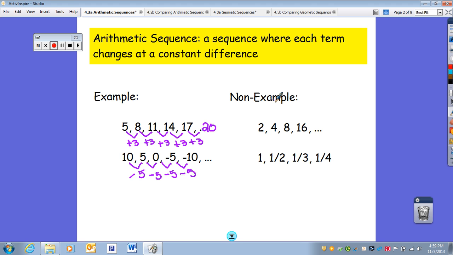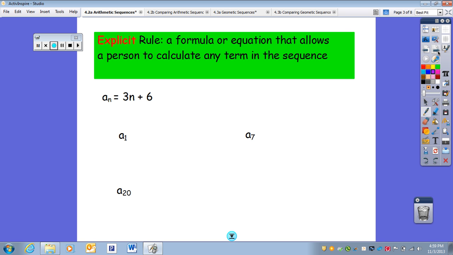If we take a look at these over here, these are non-examples because I am not adding or subtracting a number to get to each term. In this case, I'm actually multiplying by 2 each time. And in this case, I have a pattern, but I am not having a constant difference. So these are non-examples. In order to be an arithmetic sequence, you have to have a constant difference between each of the terms. So what we are going to talk about today is how we can write a rule or formula that allows us to calculate any term in the sequence.